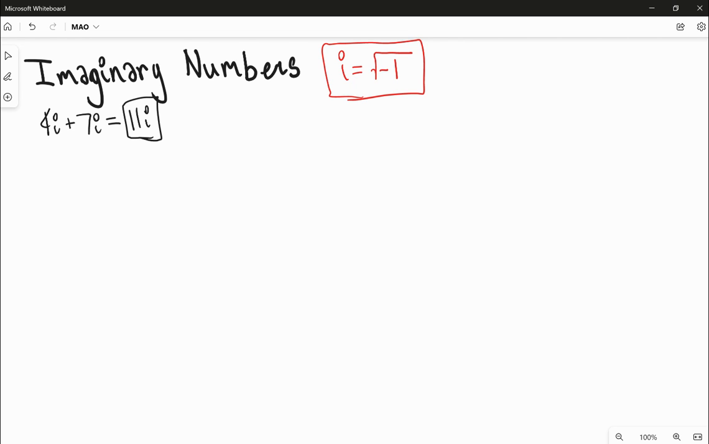You don't need to take that i and put it back into the square root of -1. It just makes it more complicated, and the reason we have that i is to be a stand-in for that value. So let's do something a little more complicated.